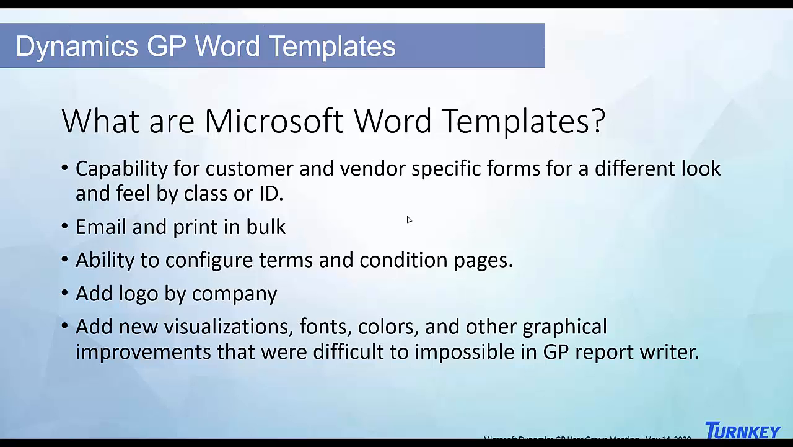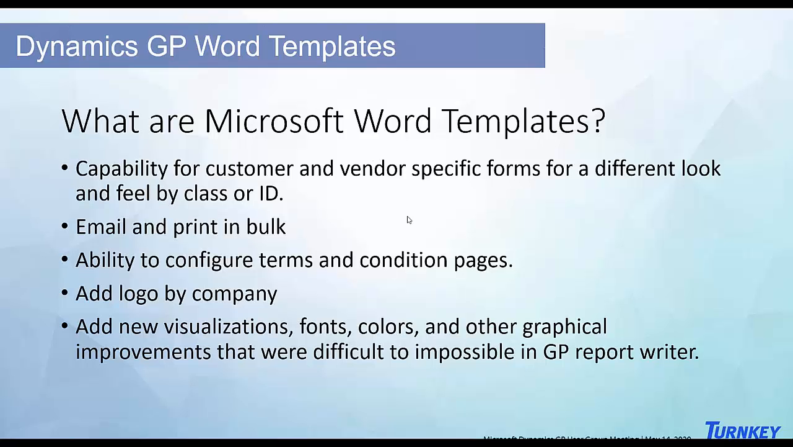The next one is adding a logo by company. So that's a huge plus to the Word templates in GP, is that if you do have multiple GP companies set up, Company A could have a different logo than Company B, whereas before it was extremely difficult to assign a different logo by those forms. You either used a blank in the other form, or you had some sort of coding put in place by your partner to be able to handle that situation.